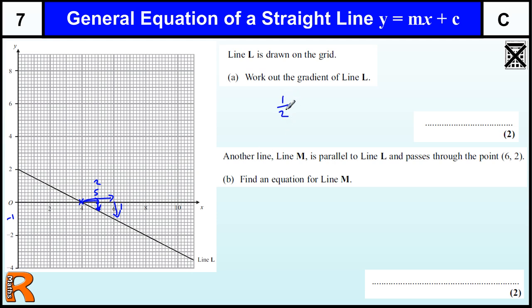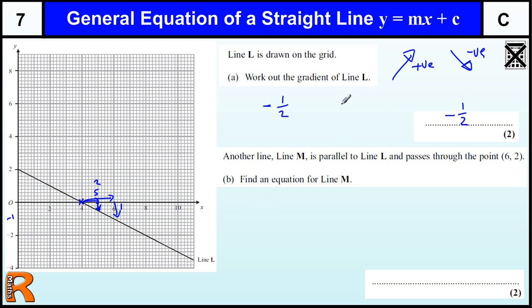So the gradient is a half, but because we're going down, the line is down to the right, that's a negative gradient. Lines that go up to the right are positive, ones that come down are negative with regards to gradients. So we work out how far up or down it goes for every 1 across. So if we're going to cross 2 and down 1, we divide 1 by 2, and then we decide on its sign by just looking at which direction it's pointing. So this is minus a half because it's going down.